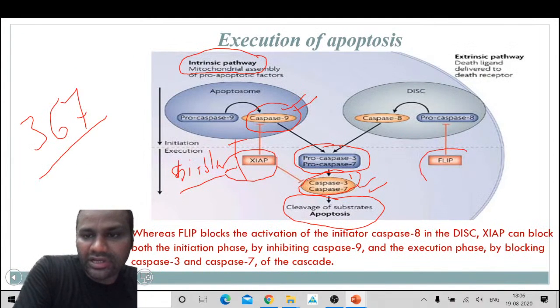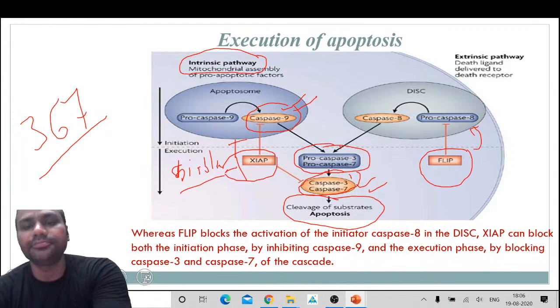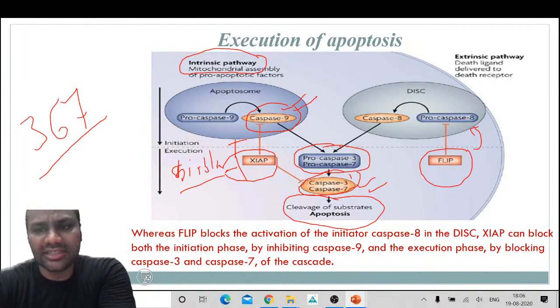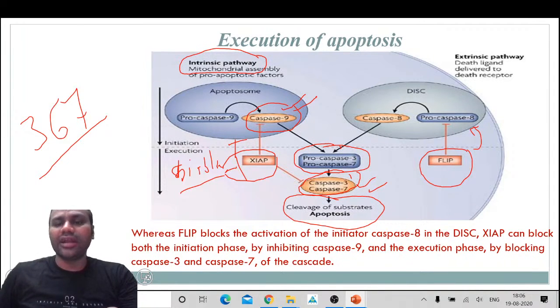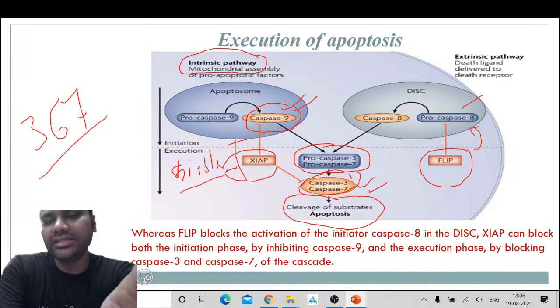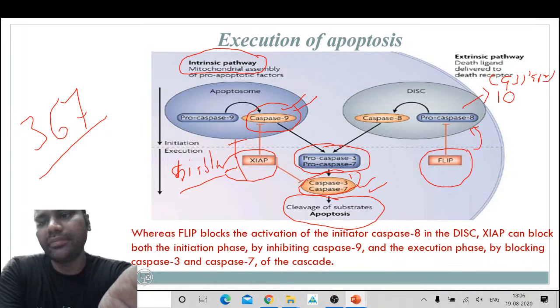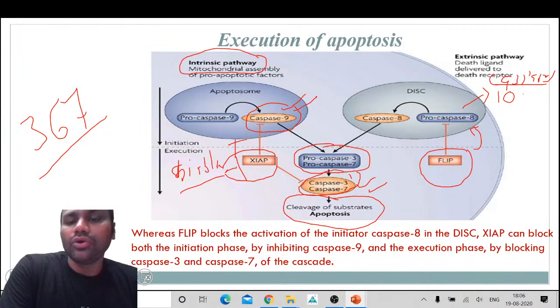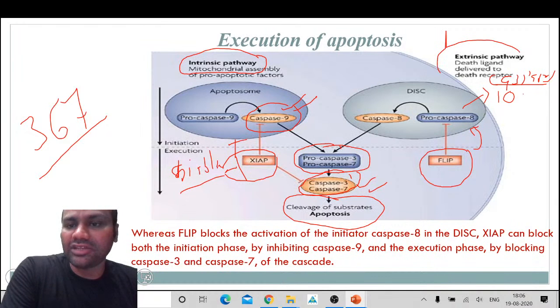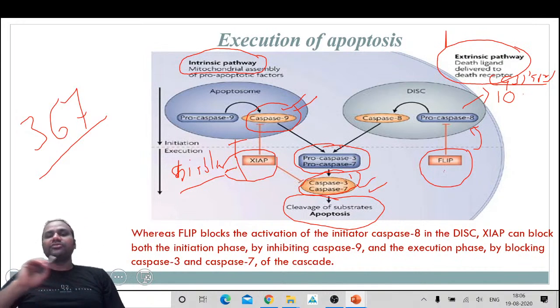And there is also FLIP. FLIP will inhibit procaspase 8. So FLIP is for the extrinsic pathway, procaspase 8. Remember, procaspase 8 in the extrinsic pathway; in humans it is also caspase 10. Obviously, the extrinsic pathway will be inhibited by FLIP. FLIP will inhibit the extrinsic pathway.